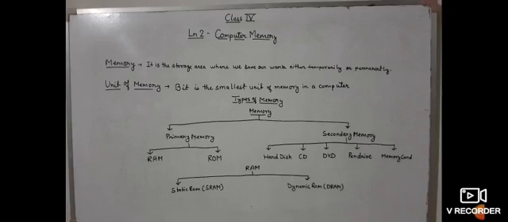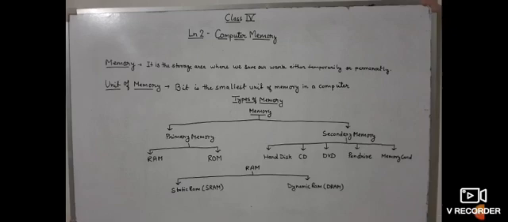A computer saves work in the form of 0 and 1 digits, and these digits are called binary digits or bits. So a bit, the smallest unit of memory, represents one symbol, either 0 or 1. So it is the smallest unit of memory. 1 byte is equal to 8 bits and 1 nibble is equal to 4 bits.